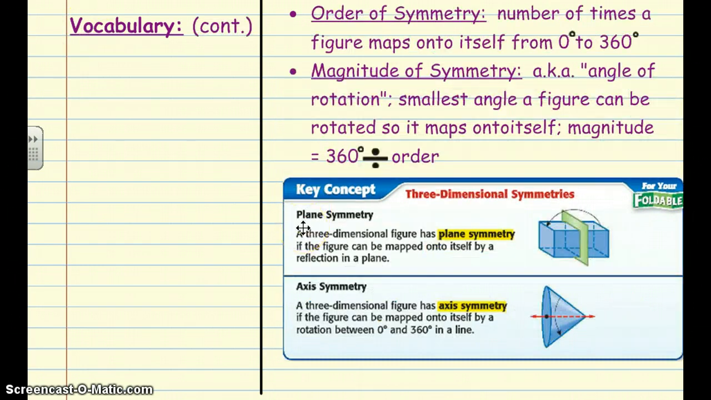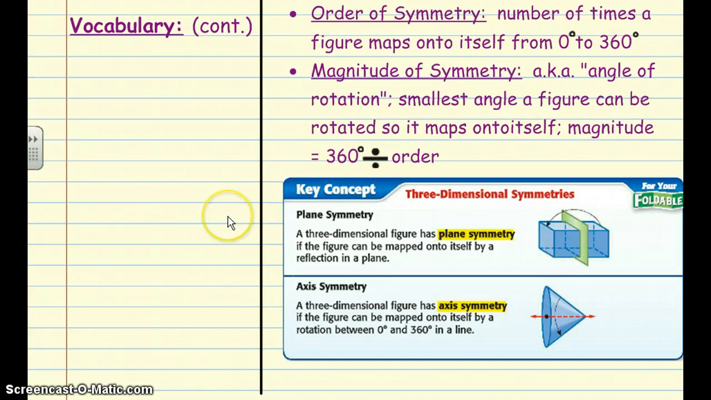The next vocabulary term is order of symmetry, and that's the number of times a figure can map itself onto itself between 0 and 360 degrees. We also have the magnitude of symmetry, also known as the angle of rotation, and it's the smallest angle a figure can be rotated so it maps onto itself. To find it, we take 360 degrees and divide it by the order. Once we figure out how many times it rotates onto itself, to find the angle of rotation, you take 360 divided by the order.